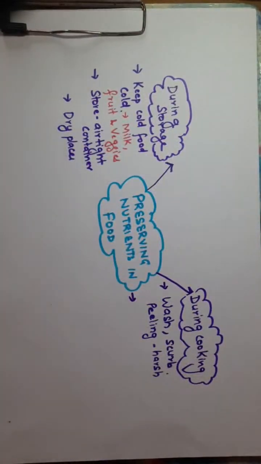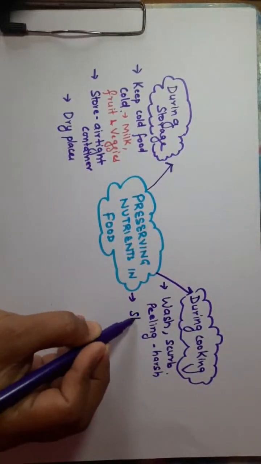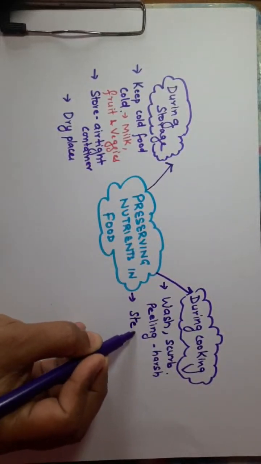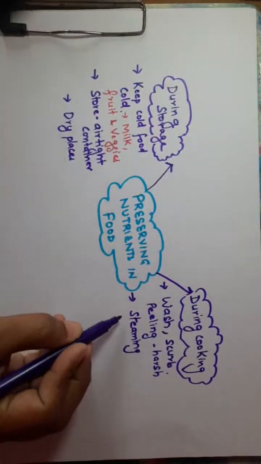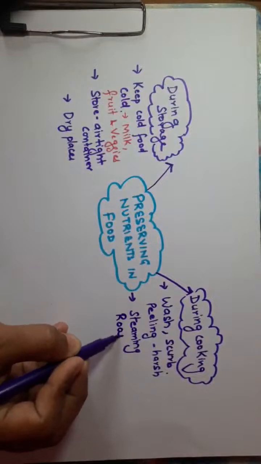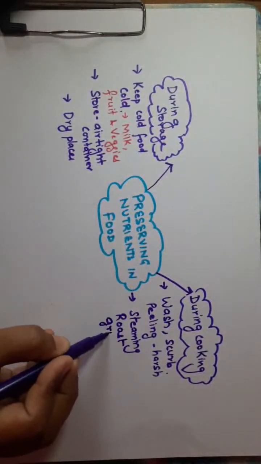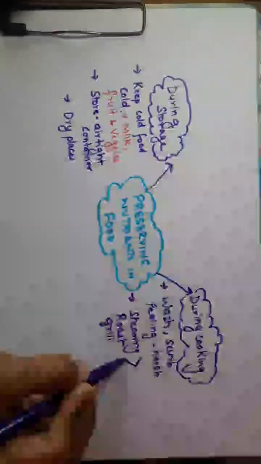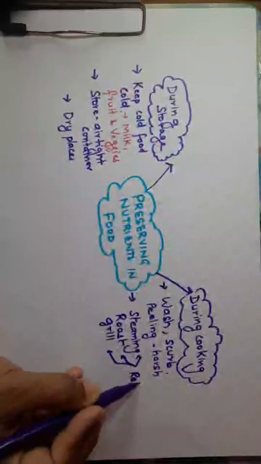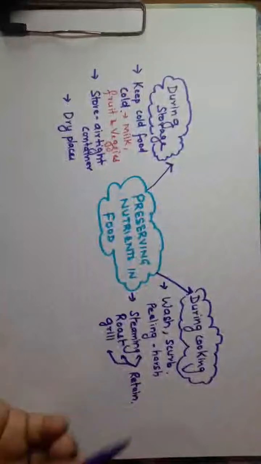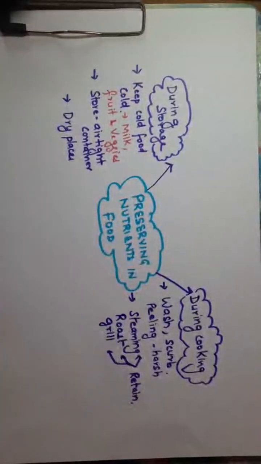What do you think is the best way to cook? The best way of cooking is not frying. The best way of cooking is steaming. You have to steam your food. That is the very best for your health. You can roast your food, and you can grill the food. These three ways will help retain the nutrients of your food, and it will provide the maximum food nutrients to you.